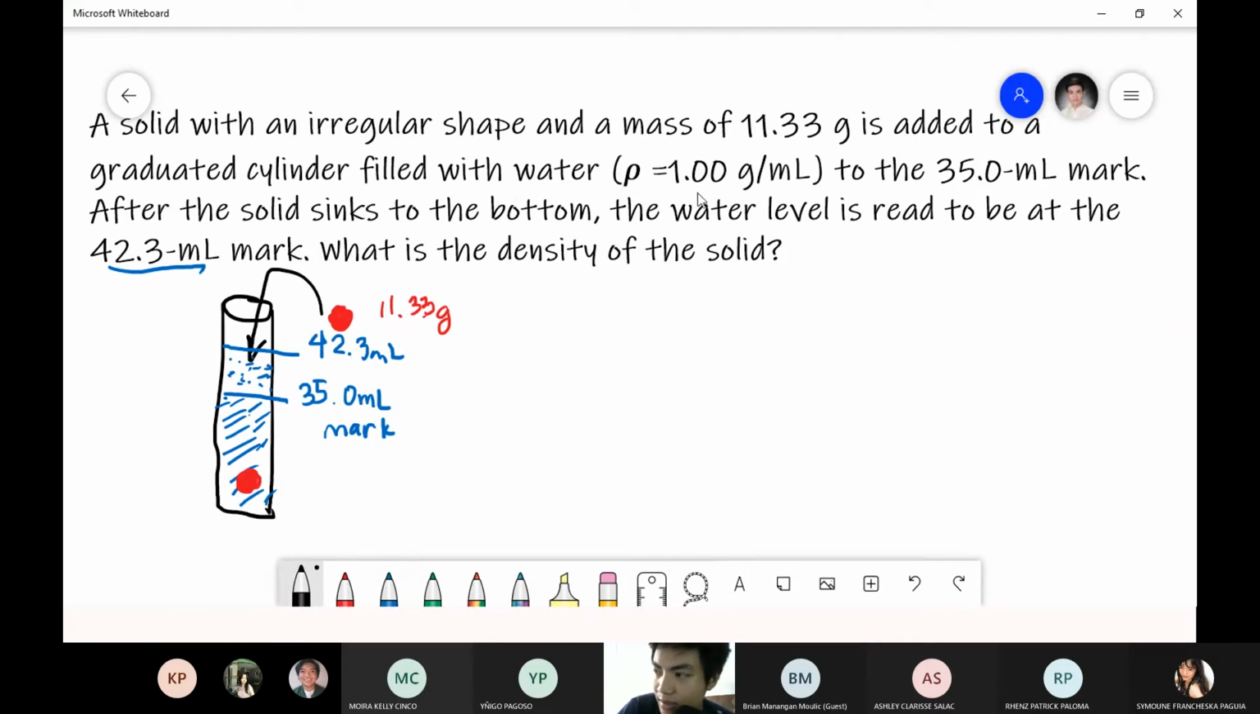So ngayon, ang tanong sa atin, what is the density? Density. Okay, madali lang 'yan. Kasi alam natin that density is equal to mass over volume, 'di ba? Ano yung mass ng object? That's 11.33 grams. Ngayon, the question is, ano yung volume niya? Okay? So ano kaya volume niya? Saan natin makukuha? O anyone? You can chat or open your mic. Saan kaya natin makukuha yung volume?